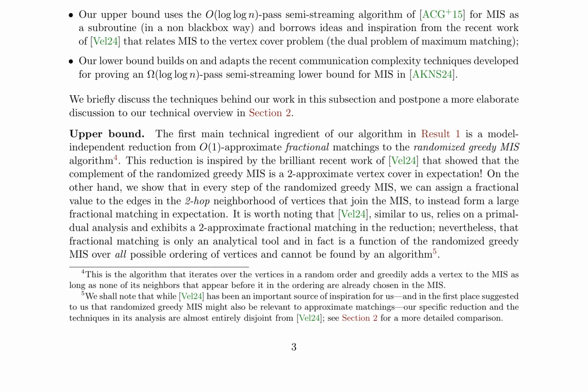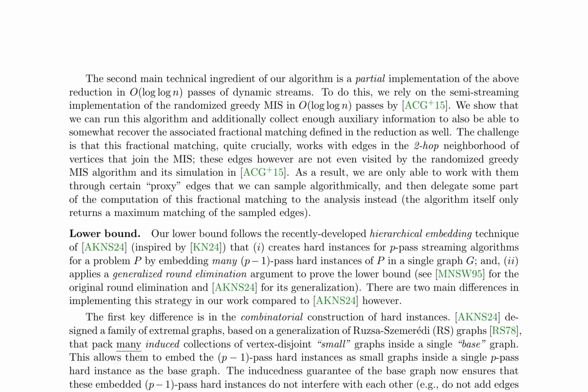The first main technical ingredient of the algorithm is a model-independent reduction from O(1)-approximate fractional matchings to the randomized greedy MIS algorithm. This reduction is inspired by the work of Veld-24, which showed that the complement of the randomized greedy MIS is a 2-approximate vertex cover in expectation.